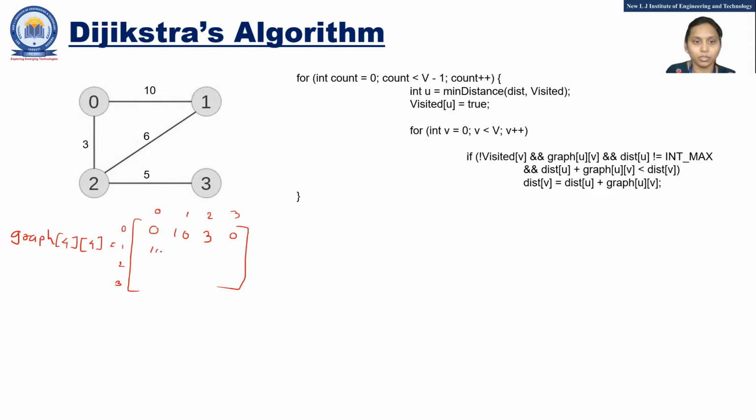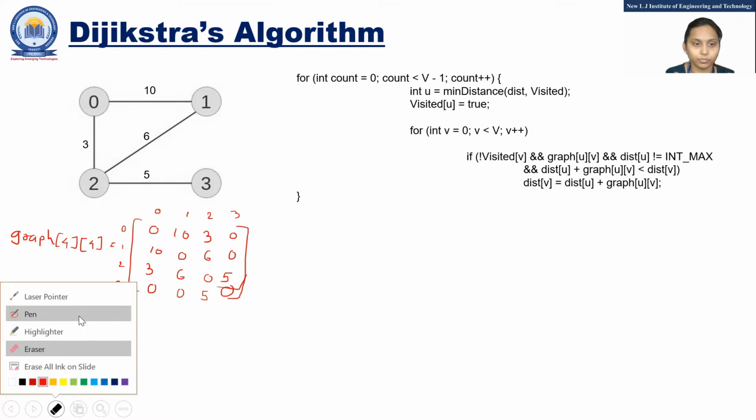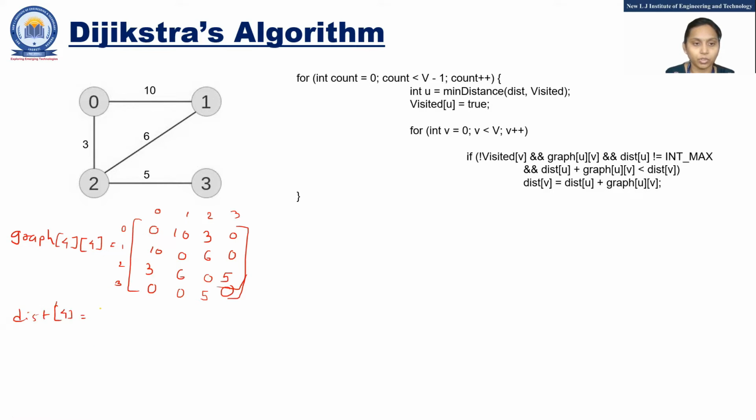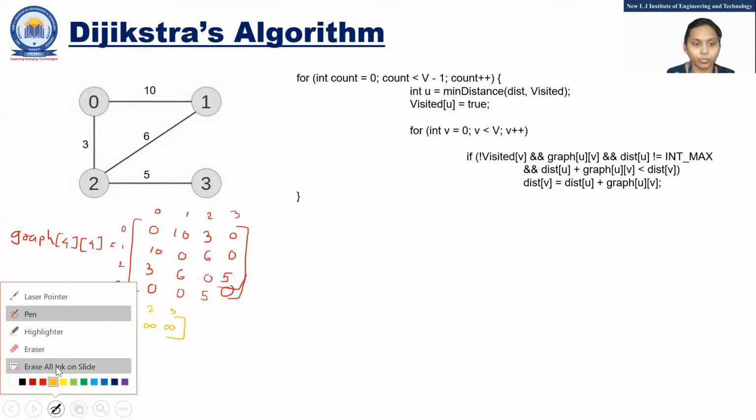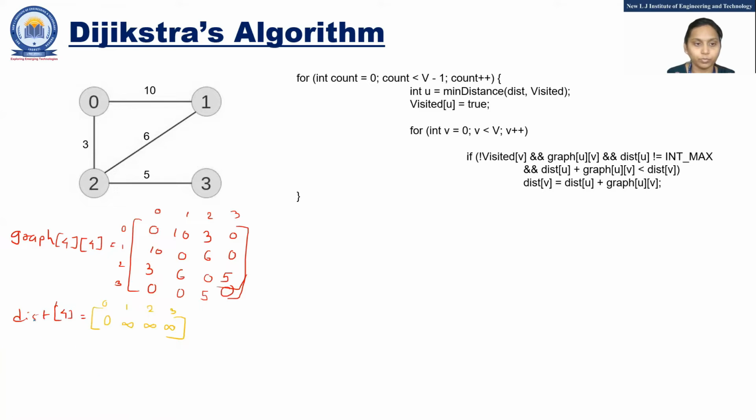Now 1, 2, 0, 10. 1, 2, 2, 6. 1, 2, 3, 0. And what is here? 5. Okay. Let me take a different pen. Here we try to find the distance to all the nodes. So the source index has distance 0, but the rest are all infinity. Why is this? Because we have already seen that it is the initialization process. Okay. Now let me take the color blue.